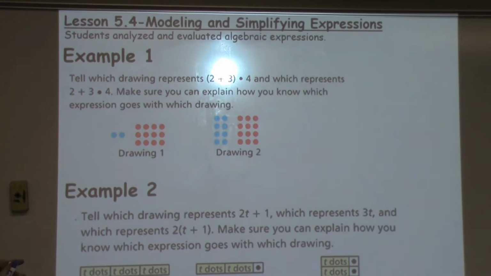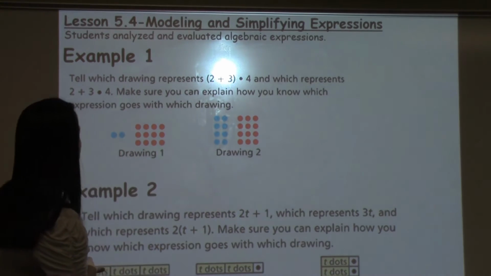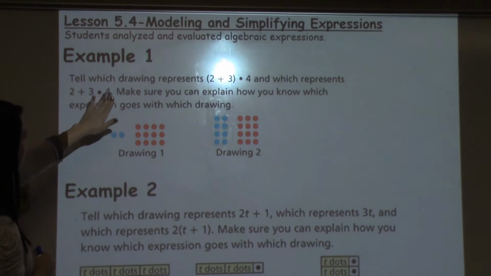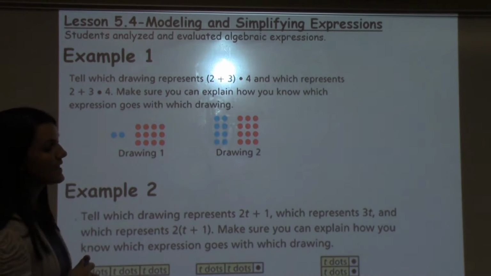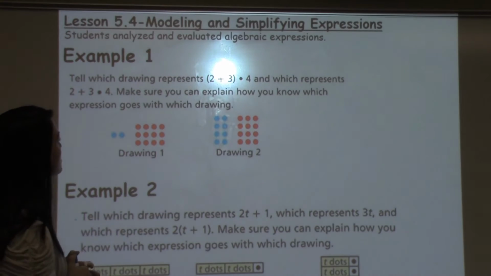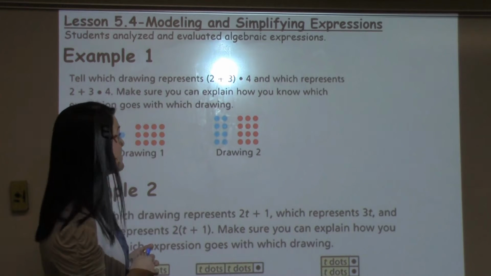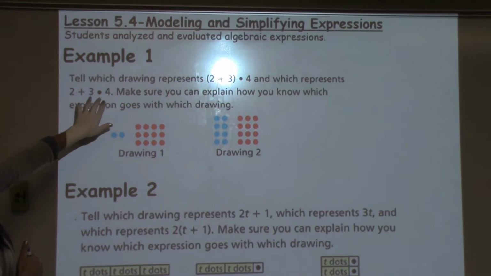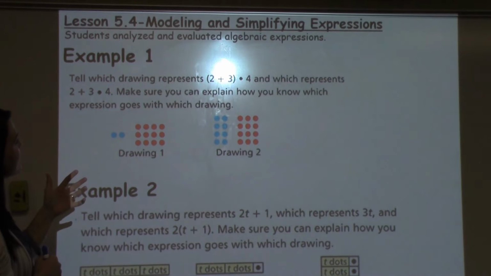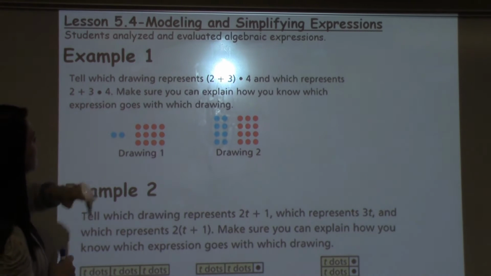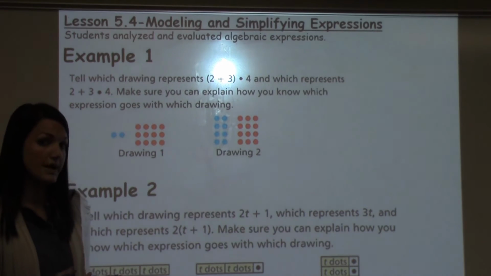It says, tell which drawing represents 2 plus 3 in parentheses times 4, and which represents 2 plus 3 times 4. So notice the only difference between these two is that 2 and 3 are in parentheses in the first problem, which means we would solve them first and distribute the 4 to the inside. And here, we would actually multiply the 3 times 4 first because it's multiplication, and then add the 2. So the directions continue and say, make sure you can explain how you know which expression goes with which drawing.